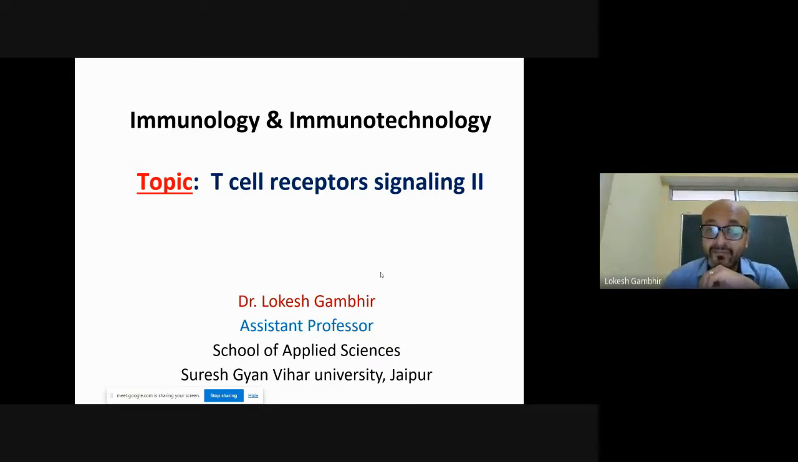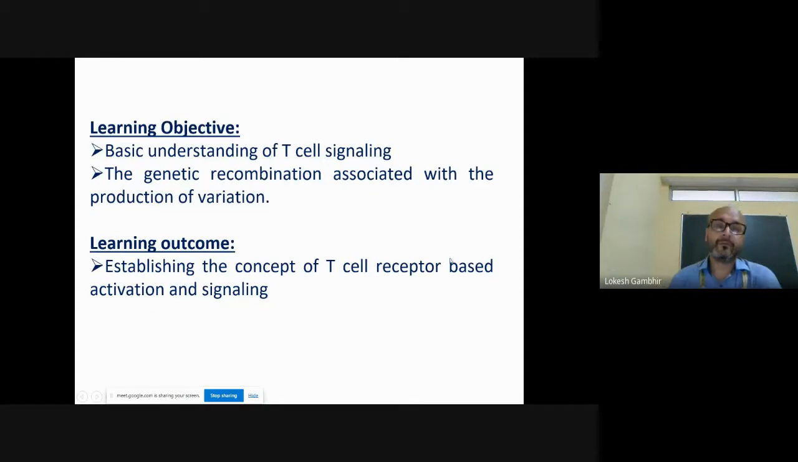Now, in that receptor signaling part, what we had established till now was the basic understanding of the complete receptor structure, how that T cell receptor is constituted, what the co-receptors are, what CD3 is in terms of the complete T cell receptor complex, and we also understood how the CD4 and CD8 molecules are present on T cells. How many domains are there on these receptor molecules?